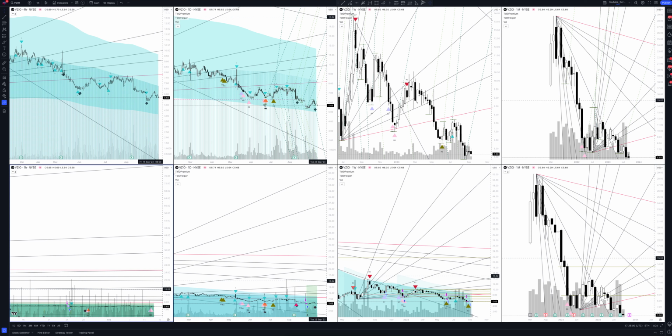Today we will take a look at Vizio Holding Corp. stock. Let's analyze the market situation and find out how you can make money on it. Let's start.